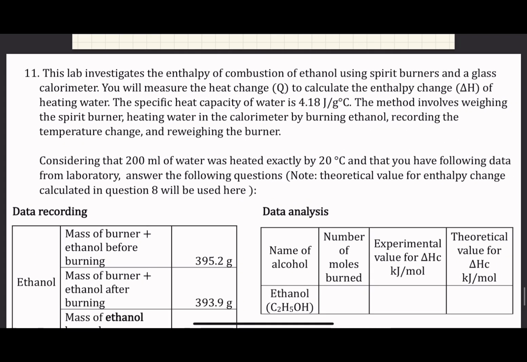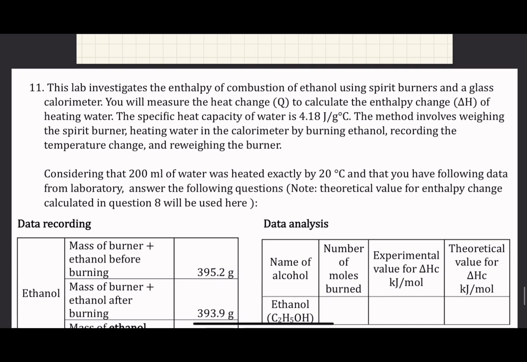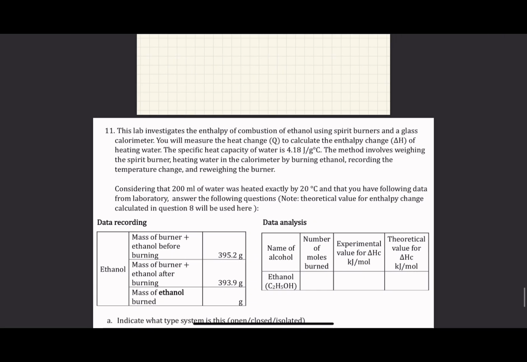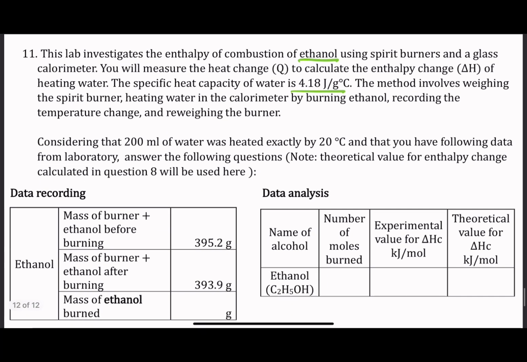So question 11, I will come back to question 9 and 10 after. It's literally our lab in here. We're given a lab that investigates the combustion of ethanol, and then we're going to use the specific heat capacity of the water, which is 4.18 joule per gram degree Celsius. It says that considering that 200 milliliters of water is heated exactly by 20 degrees, so we know that delta T is 20 degrees Celsius.